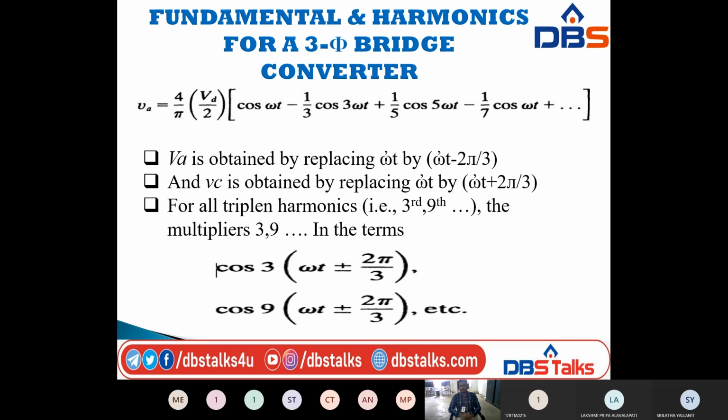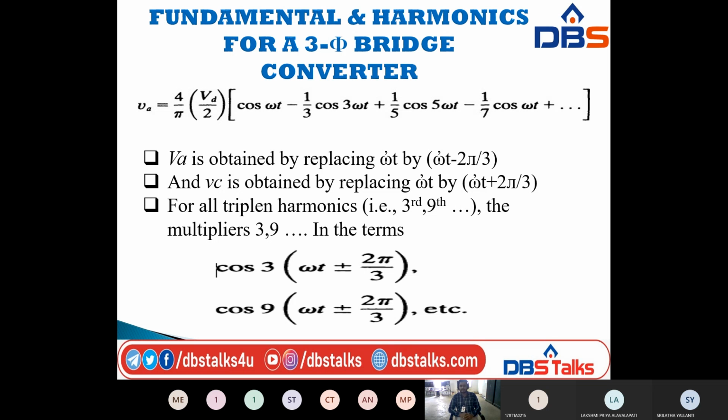So this is the basic, fundamental equation. By using that equation, we have to obtain VB and VC. VB is obtained by replacing omega t by omega t minus 2 pi by 3, and VC is obtained by replacing omega t by omega t plus 2 pi by 3. Based on these two, we will replace the equations like this.